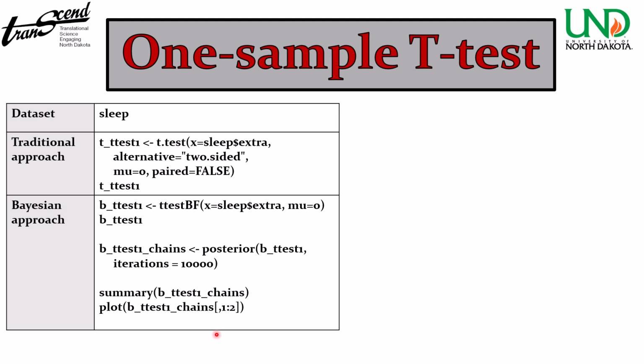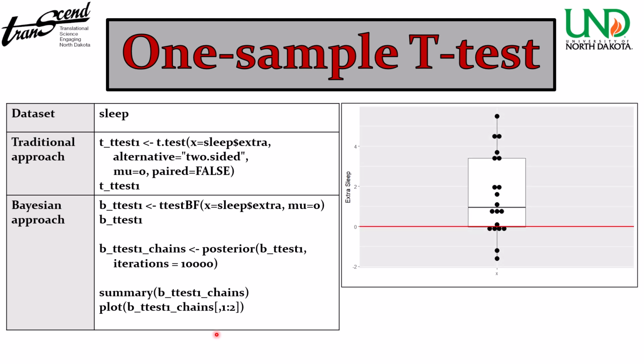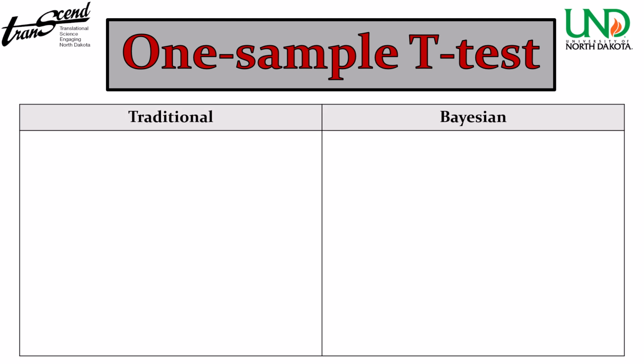Now, to orient ourselves, this is a box plot of the data here. All the points here are the different observations, the different people, and the amount of extra sleep in hours. You can see here that the red line is 0, so that means there's no extra sleep. You see that most of them are above the red line. So it looks like there might be some evidence that taking one of these drugs improves the amount of sleep. So let's test that formally.